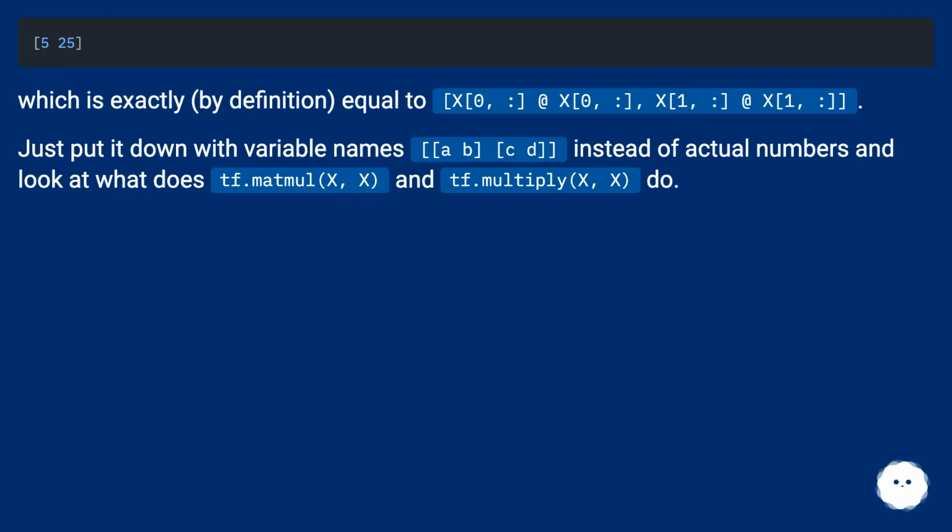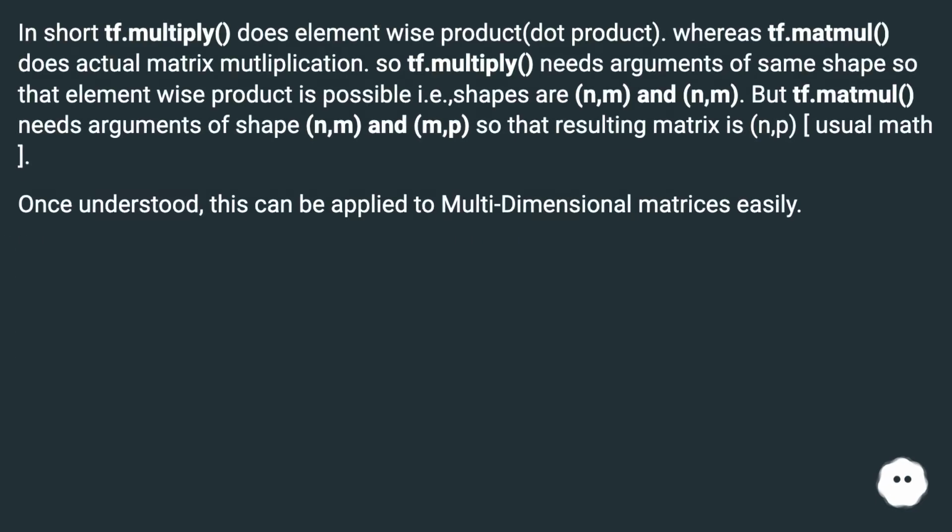Just write it down with variable names a, b, c, d instead of actual numbers, and look at what Tf.Matmul(x, x) and Tf.Multiply(x, x) do. In short, Tf.Multiply does element-wise product, whereas Tf.Matmul does actual matrix multiplication.